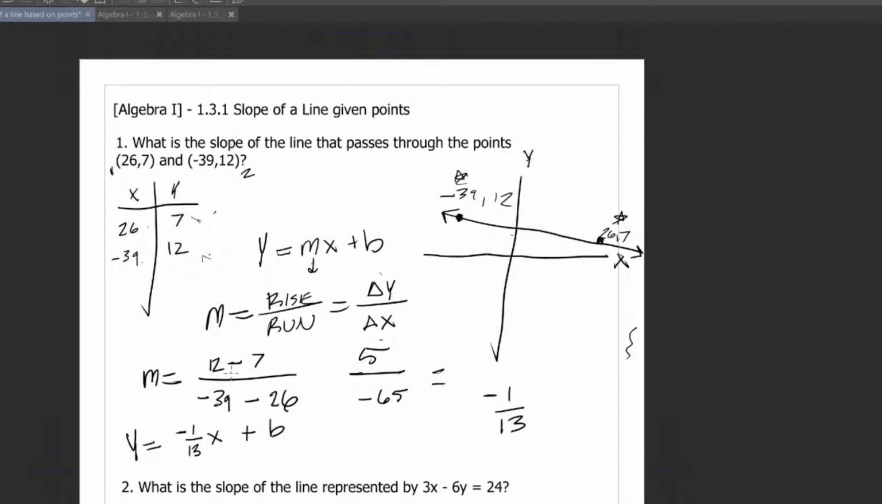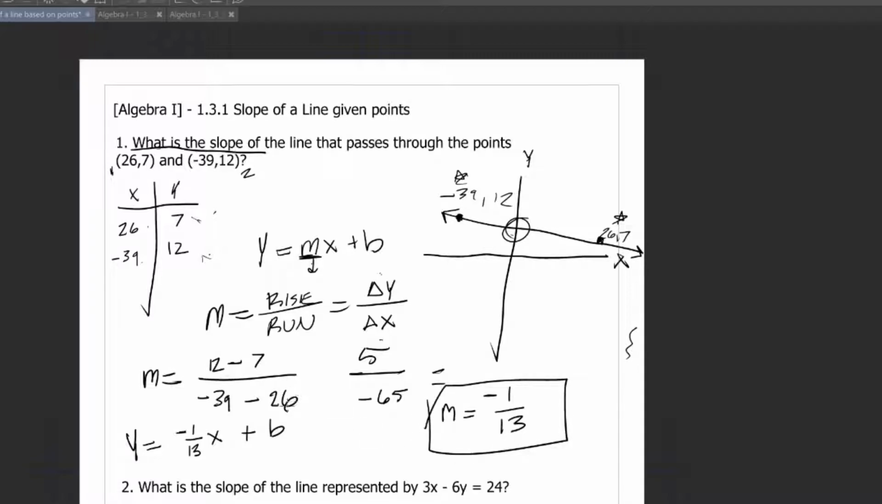Okay, so this question isn't asking what's the y-intercept. It's asking what is the slope, right? And we just solve for m being the slope value here. And we get m equals negative 1 over 13.